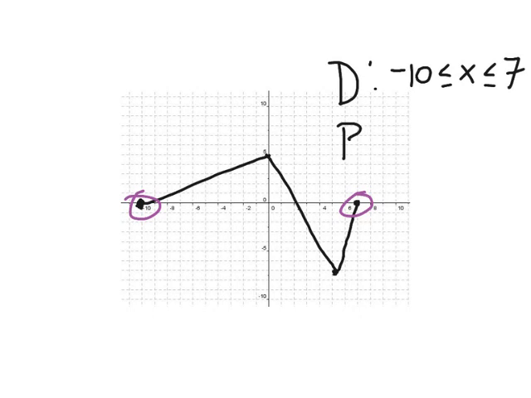How about our range? For our range, we're looking for the lowest value, there's the lowest value, to the highest value. So our range looks like it has a low of negative 7 and a high of 5. So there would be our domain and range for that function.